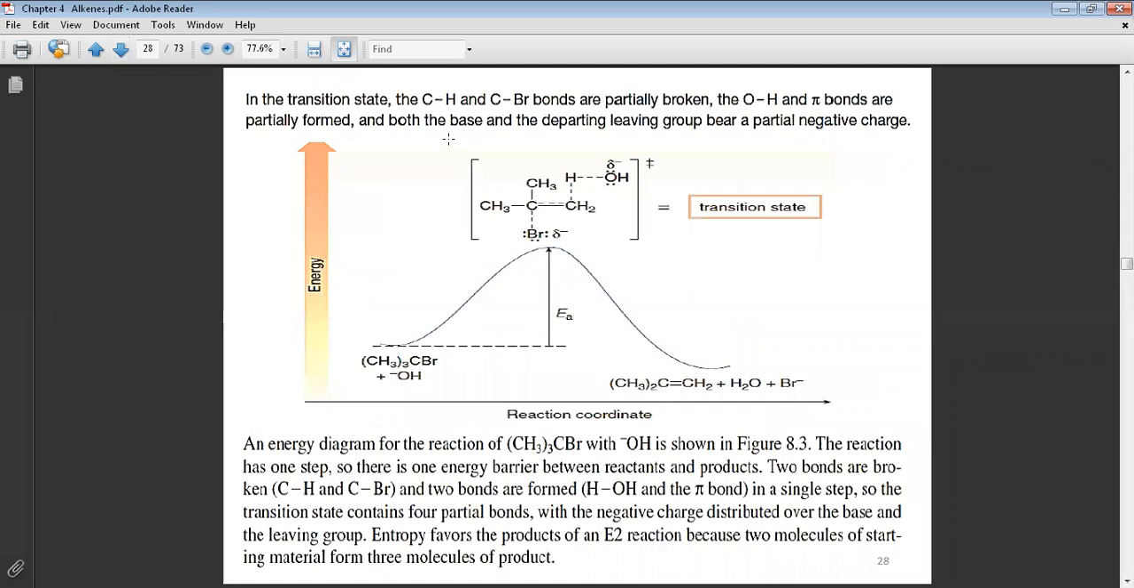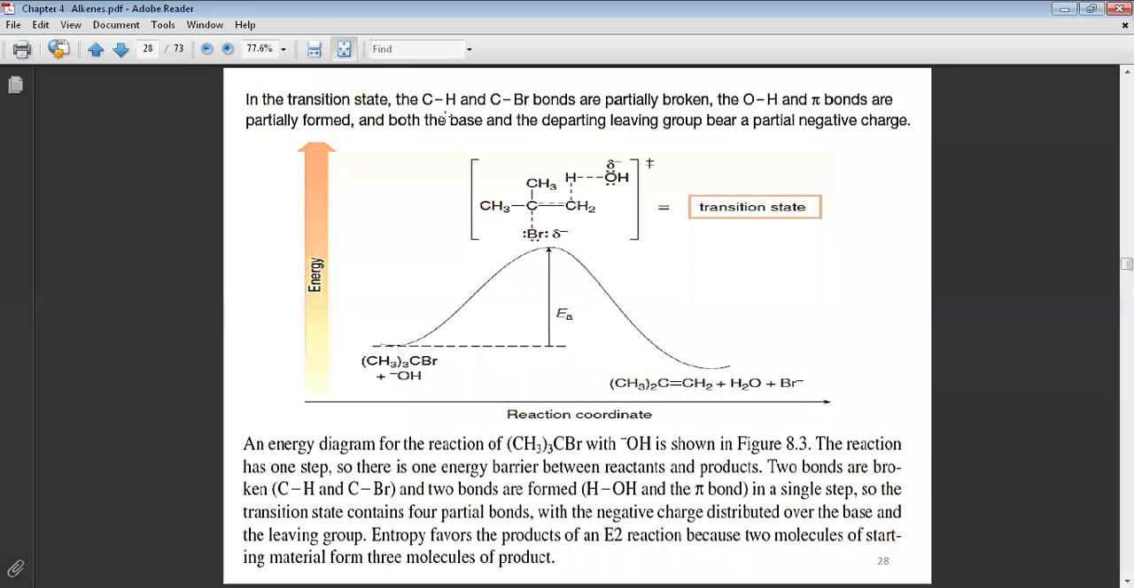And he said in the transition state, we have a transition state. Transition state means حالة انتقالية. Not a compound, just an intermediate, like an intermediate product. You cannot separate this compound. It is just a transition state. The carbon-hydrogen and carbon-Br bonds are partially broken. That means this bond and this bond will be partially broken. And the oxygen-hydrogen bond is partially formed. It will be formed here.